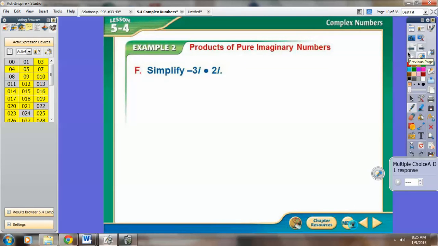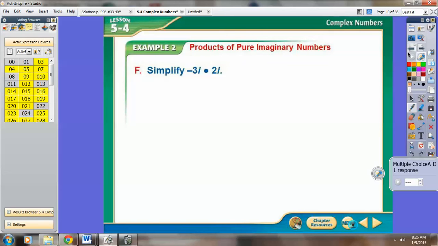These next expressions don't necessarily contain square roots, but they are going to contain imaginary numbers. Treat it like a variable. The same rules for multiplying variables apply to imaginary numbers. Think of i as its own variable. So we have negative 3i times 2i. You can multiply variables, can't you? Yeah, we can multiply coefficients.